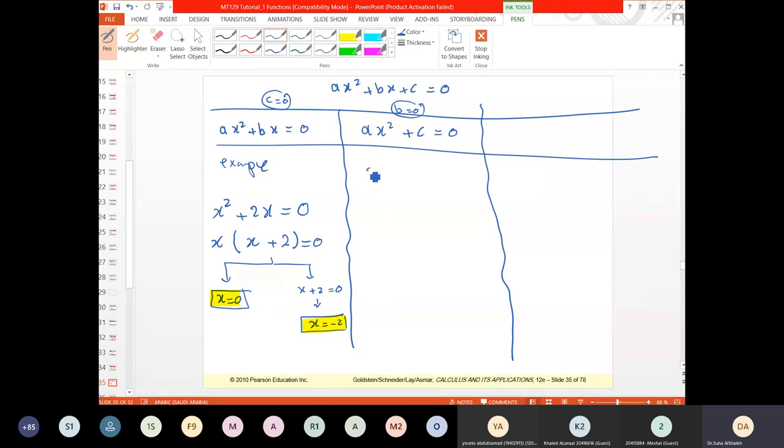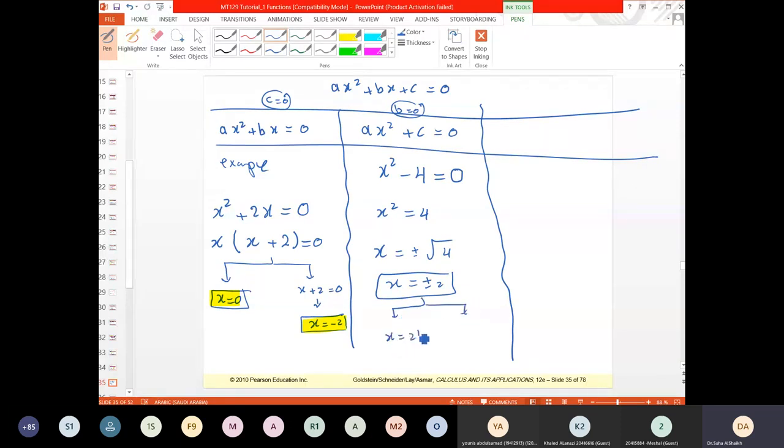Example, if I have something like x squared minus 4 equal to 0. Very easy. Just x squared equal to 4. Take the root. x equal to plus or minus the root of 4, so x equal to plus or minus 2. And this is the solution. So I have two solutions here.